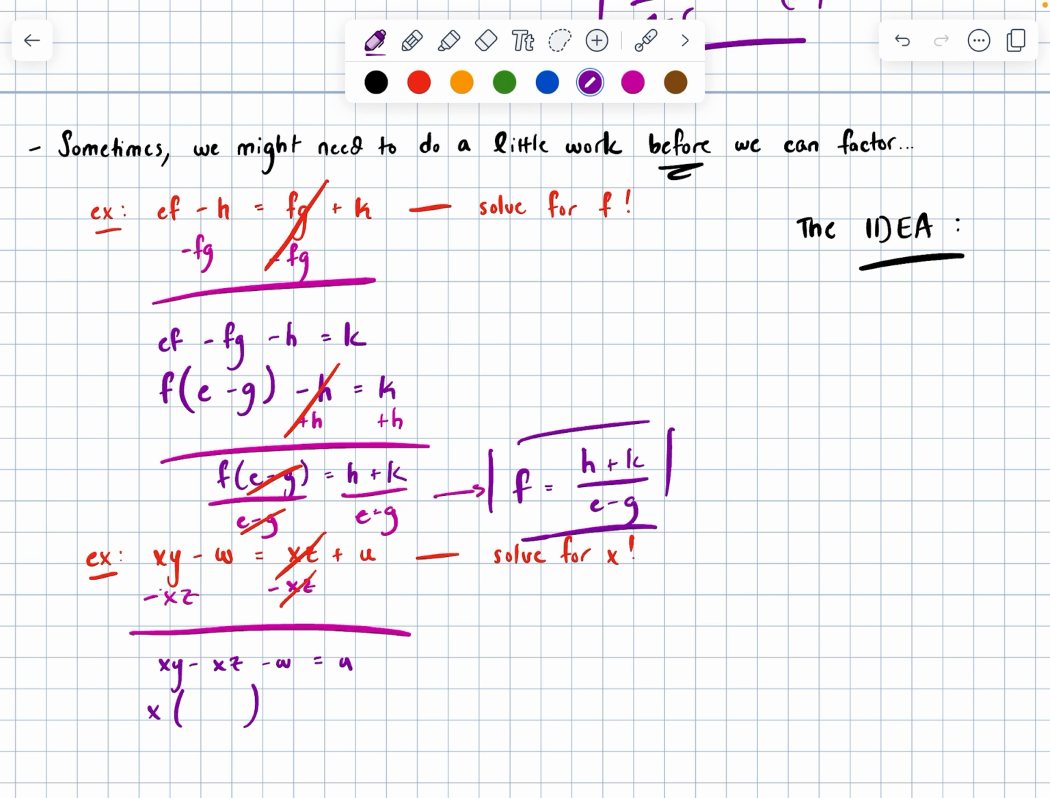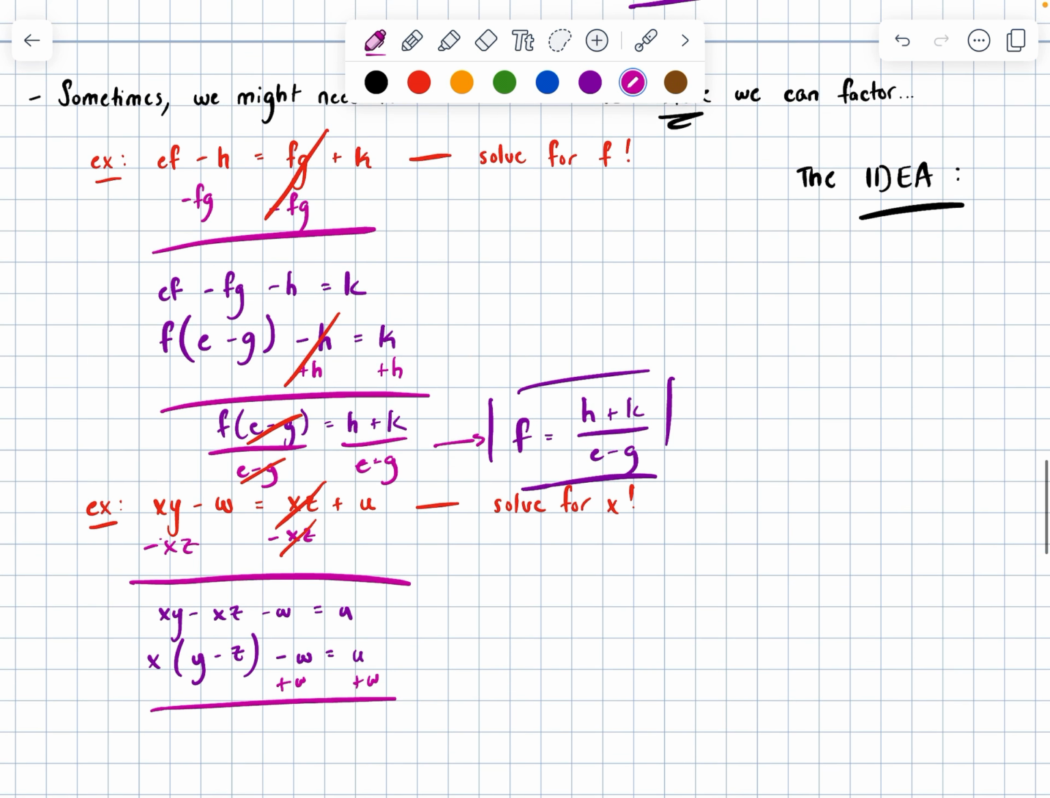Same idea over here. I've got two x's. I want to turn it into one x. Well, what would be left over in my parentheses? When I do my distribution, I get back to xy minus xz. Well, x would need to multiply by y to get to xy. You need to multiply by negative z to get to negative xz. I've got that negative w here equals u.